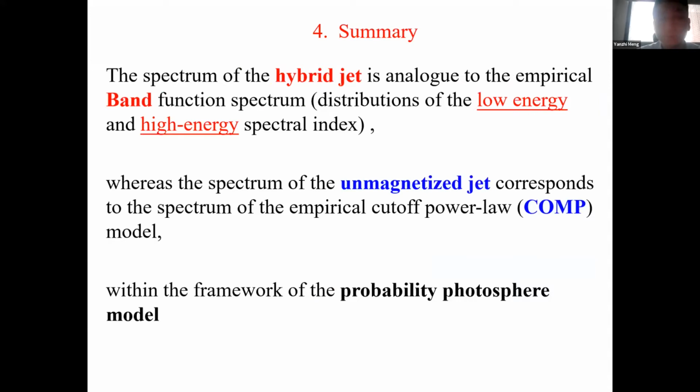Here, I give a brief summary: within the probability photospheric model, if the jet is a magnetic jet, it is well consistent with the bursts that are best fit by the power-law model. And if the jet is a hybrid jet, the spectrum is quite consistent with the spectrum for the bursts that are best fit by the Band function. Thank you.